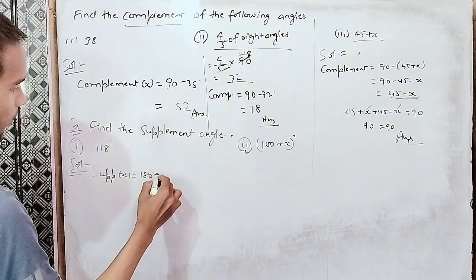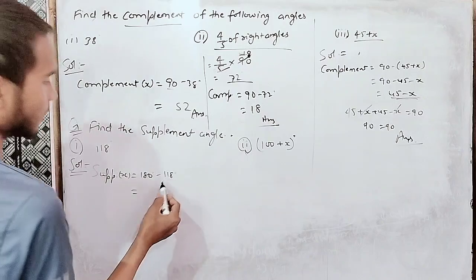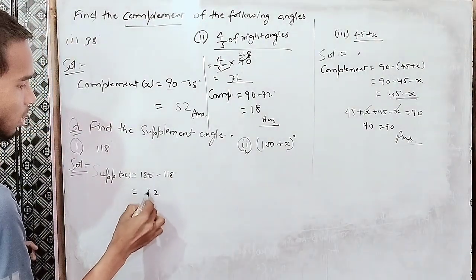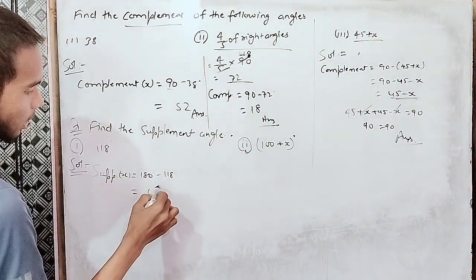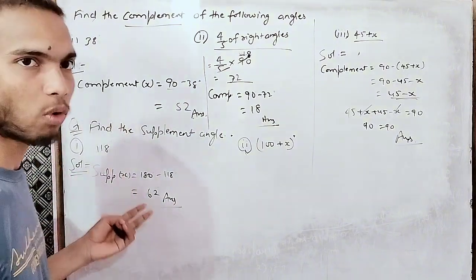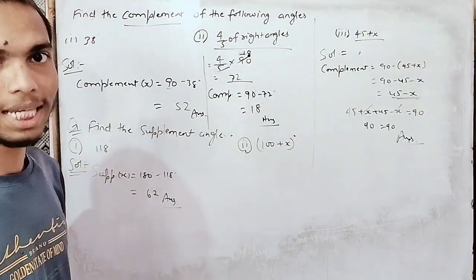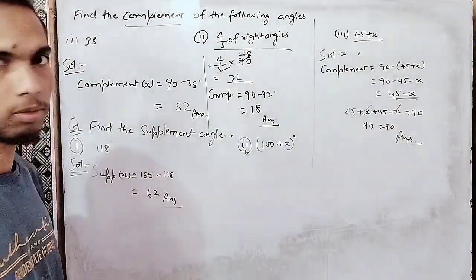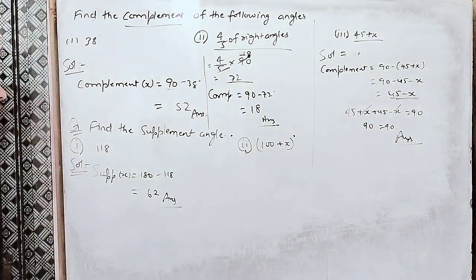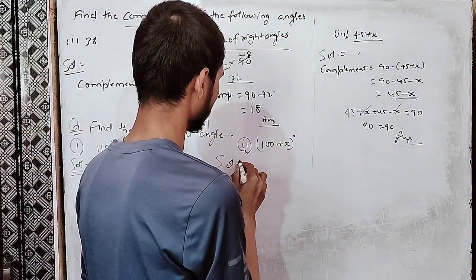So for the supplement, we will subtract 118 from 180. Then we will get how much? 62. Here we can see we have two angles. This is one, this is the second, and the sum of these two angles is how much? 180, which means supplement, which means a straight angle. Okay.